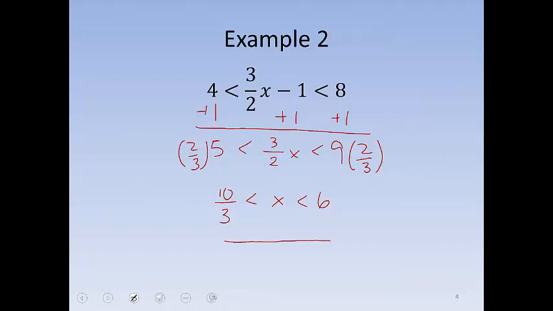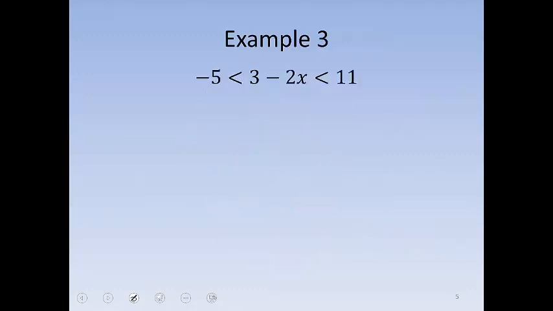On your number line, I've got 10/3 and I've got 6. They're both exclusive, and where is x? It is between. Using interval notation, they're both parentheses because they're both exclusive, and it goes from 10/3 to 6. I've got one more for us to try.